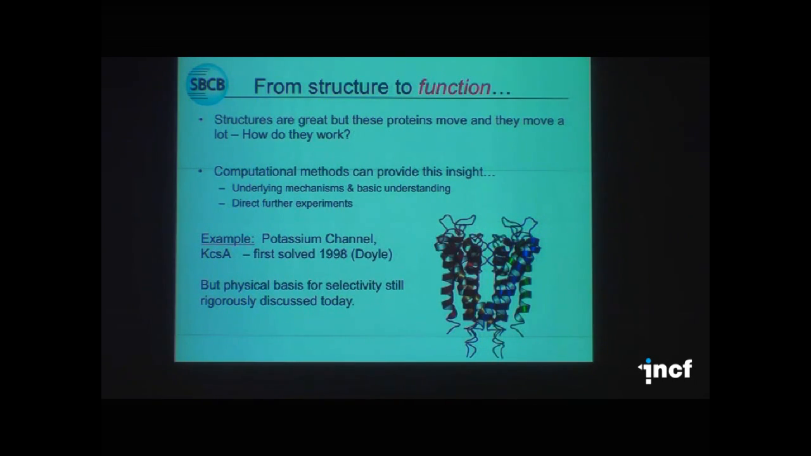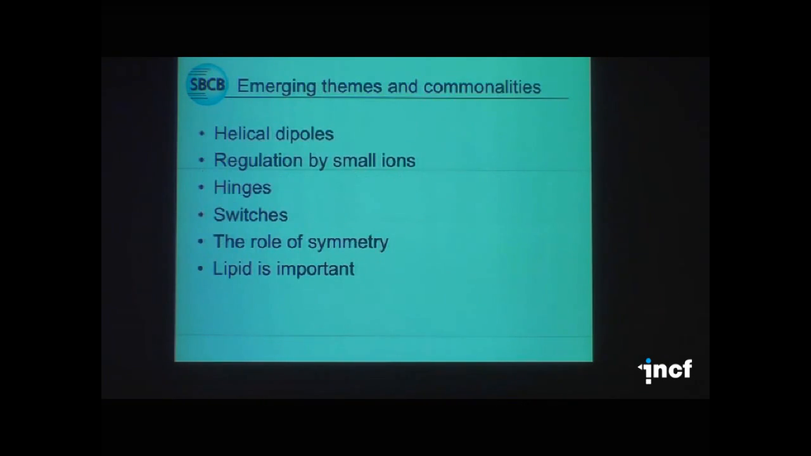And an example that illustrates these two points really is the potassium channel, which was first solved over 12 years ago. But the physical basis for selectivity is actually still rigorously debated today in lots of the biophysical literature, okay? So although the structure was solved, you might have thought, well, it's fairly obvious how it works, but actually it turns out it's a little bit more complicated than we first imagined.